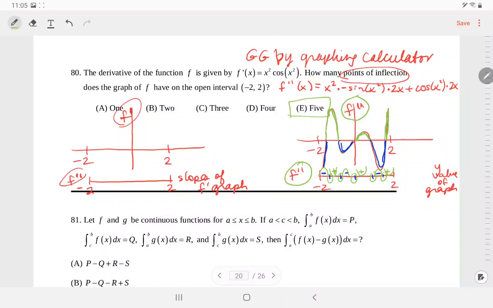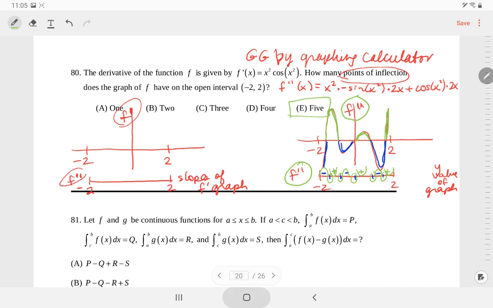But let's look at what if that f single prime was very difficult to take the derivative of. Let's see if we could just graph f prime and see. And it's a little safer if you understand it. It's safer because you wouldn't have made a potential mistake in the derivative.